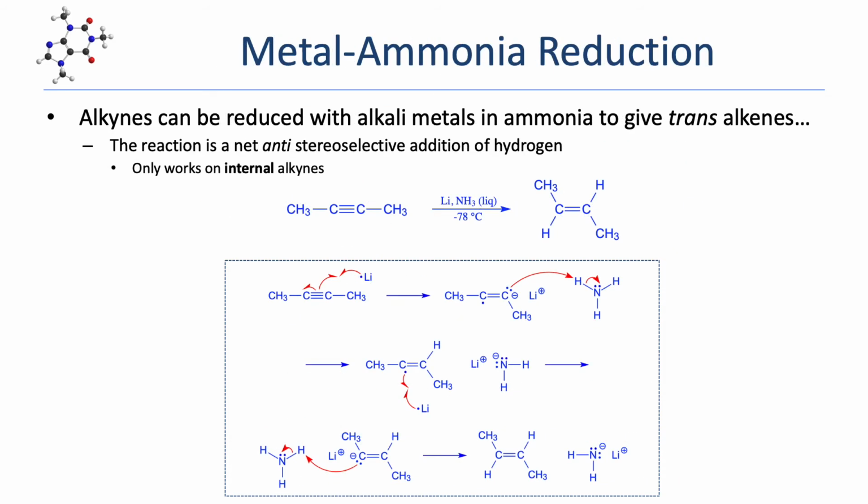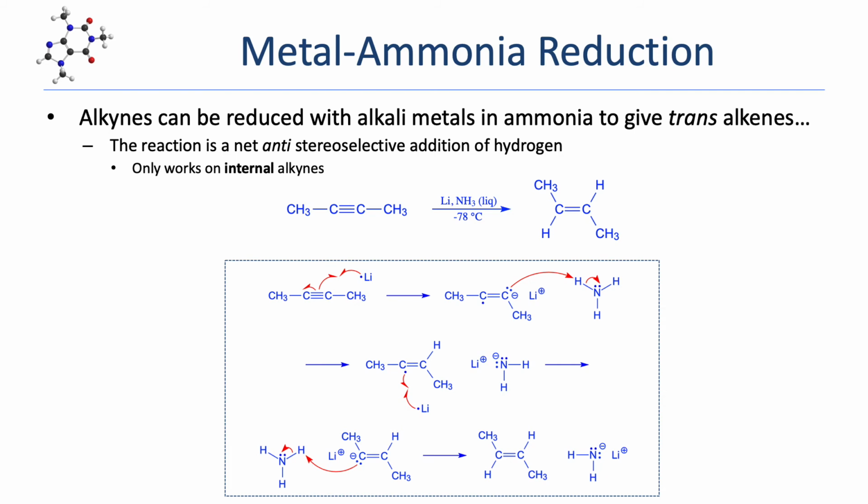The last radical reaction we'll look at is the metal-ammonia reduction, a reaction you might have seen before. The metal-ammonia reduction is the reaction of an alkyne with an alkali metal, such as lithium or sodium, in liquid ammonia to give a trans alkene. In the example, we see 2-butyne reacting to give trans 2-butene. This makes the metal-ammonia reduction an anti-stereoselective net addition of hydrogen across an alkyne.